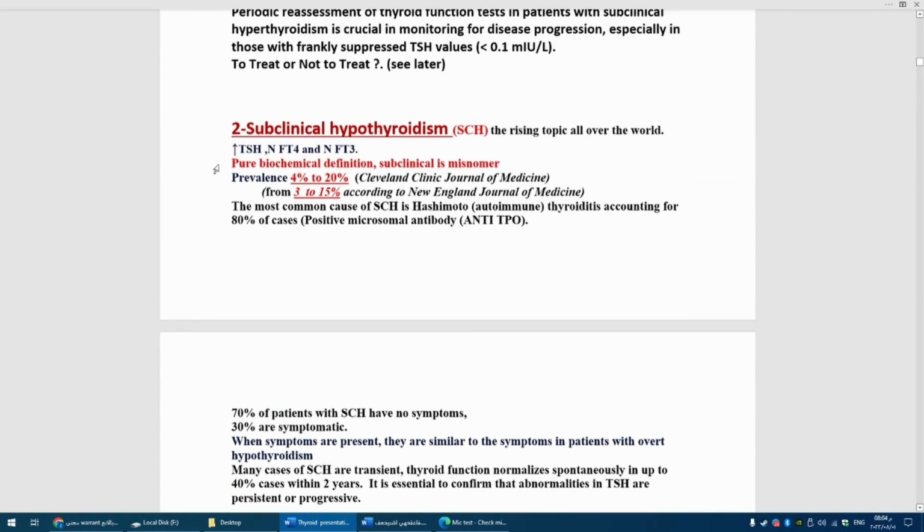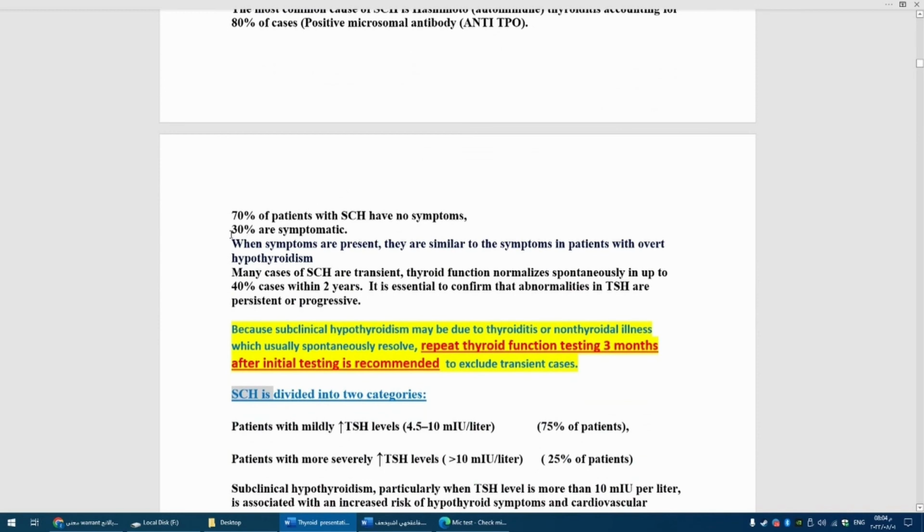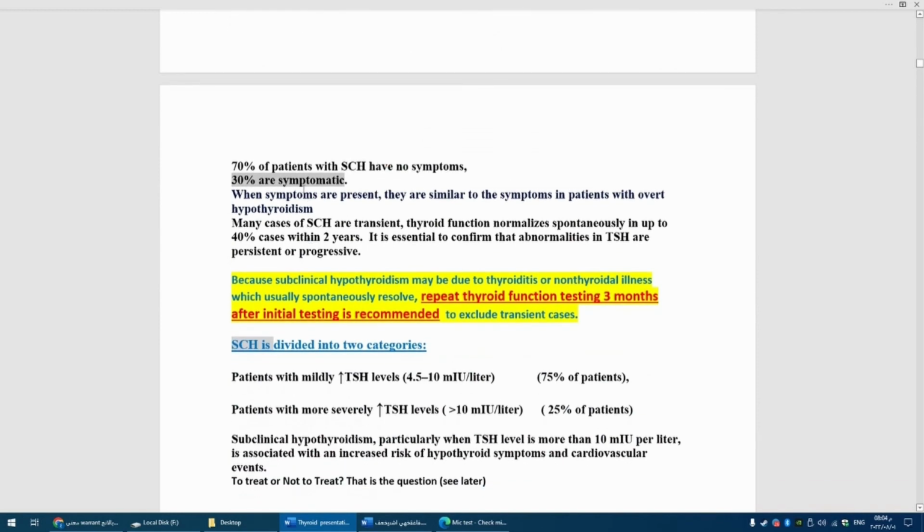To sum up, subclinical hypothyroidism, mild thyroid failure. It's a pure biochemical definition with high TSH, normal thyroid hormone. Subclinical is a misnomer, as some patients are symptomatic. Symptoms are those of overt hypothyroidism. The disease may be transient, so we have to repeat the thyroid function test after 3 months to exclude transient cases.